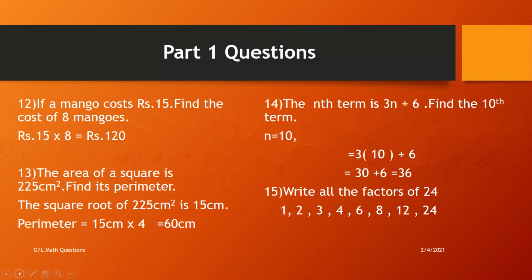The 12th question, if a mango costs 15 rupees, find the cost of 8 mangoes. So what you have to do, 15 times 8, it's 120.